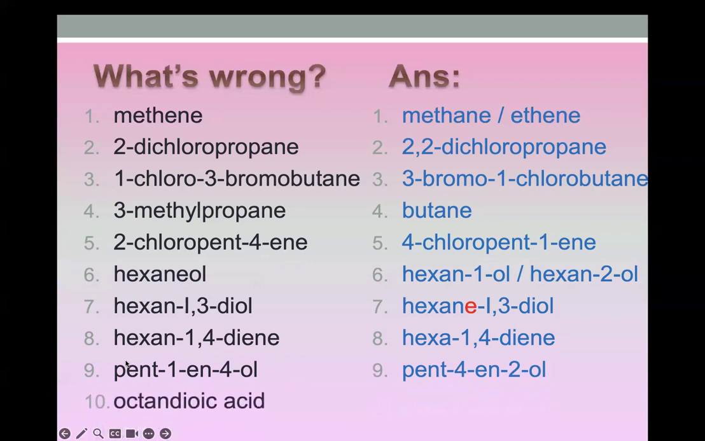While the last one, octanedioic acid. Now, we don't need to label the position, but we need to add the letter E before the D. Otherwise, you cannot pronounce octanedioic acid. Cannot pronounce. So it is octanedioic acid. So that's the end of this part.